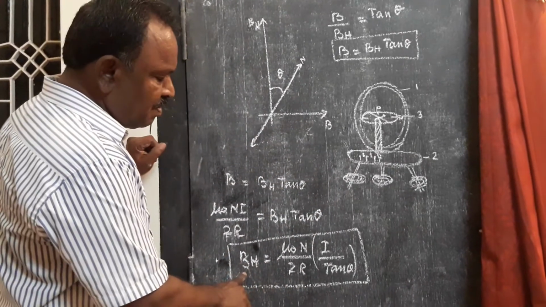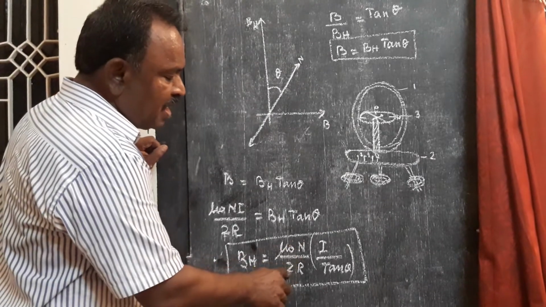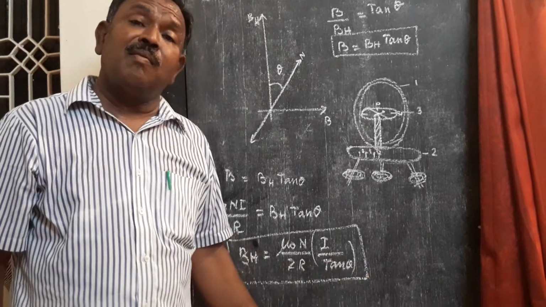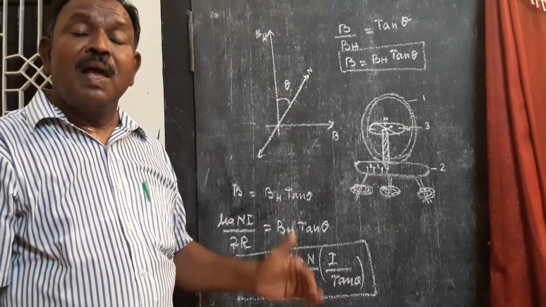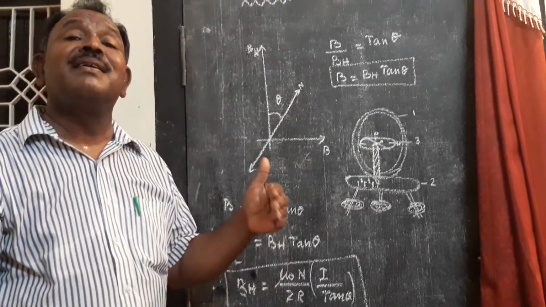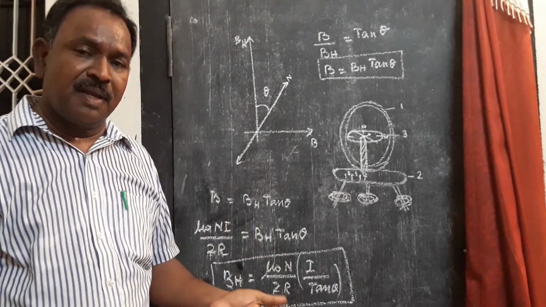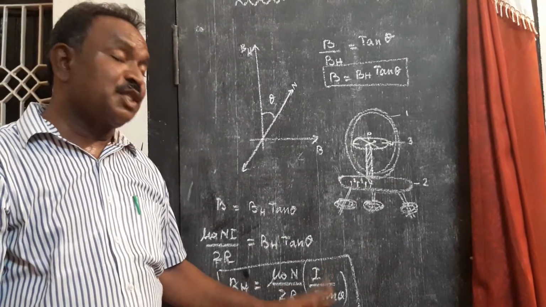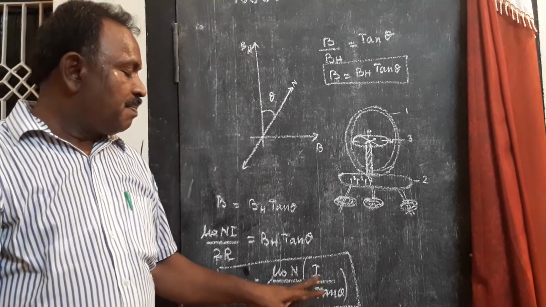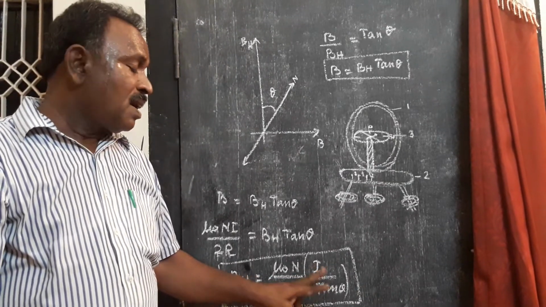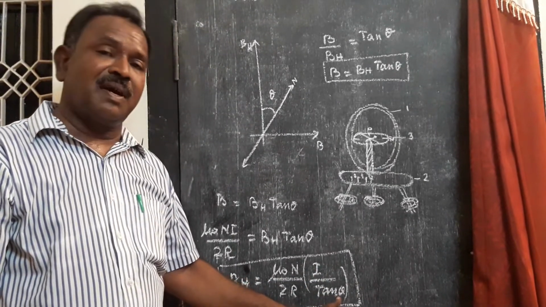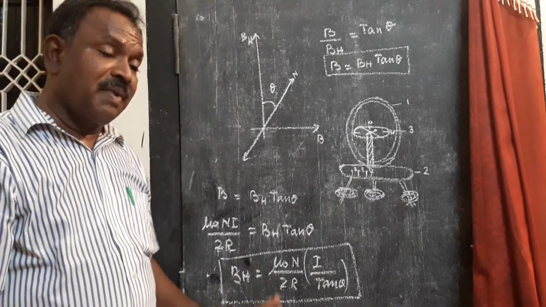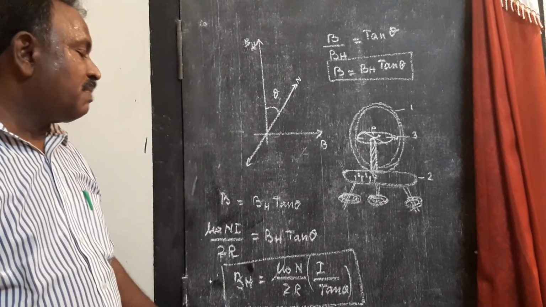It is given by the formula BH is equal to mu naught N by 2R into I by tan theta. This is how a tangent galvanometer is used to determine the horizontal component of Earth's magnetic induction at a place or in a laboratory by doing the experiment. You have to determine I by tan theta. This experiment can be repeated by passing different amounts of current, and it will give different values of theta. So the mean value, when substituted in this expression, lets you determine the horizontal component of Earth's magnetic induction.